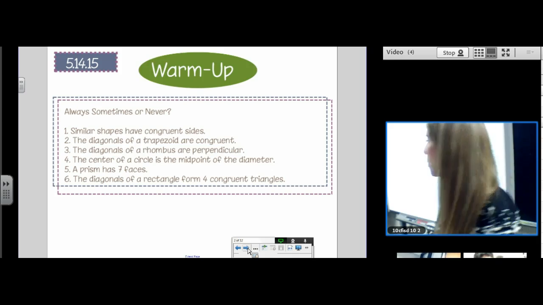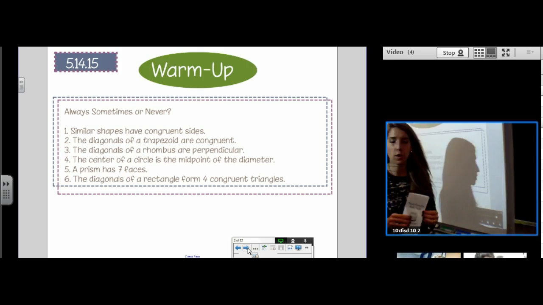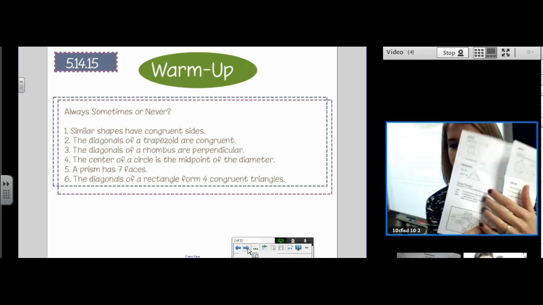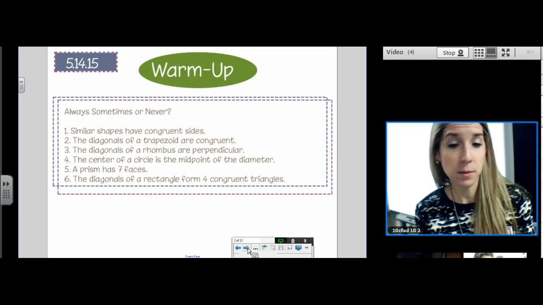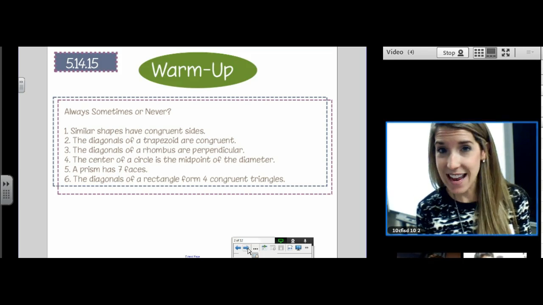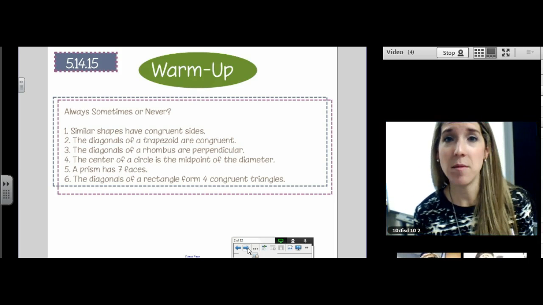You should have a brochure. If you're watching the recorded lesson, your teacher should have given you this brochure. 8th graders, you should have this. And this just kind of goes over the topics we've learned this semester. It starts with similarity and it ends with circles. All of these concepts will be on the DPM on Wednesday.